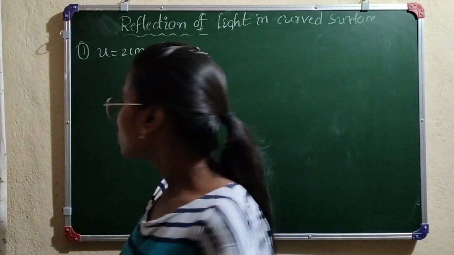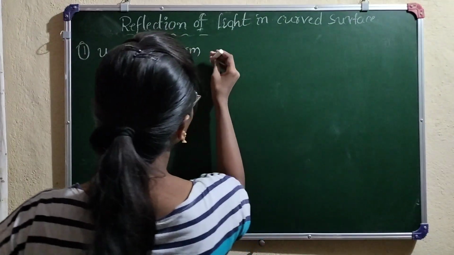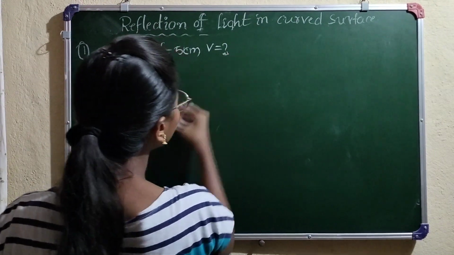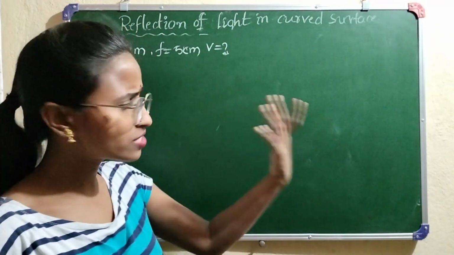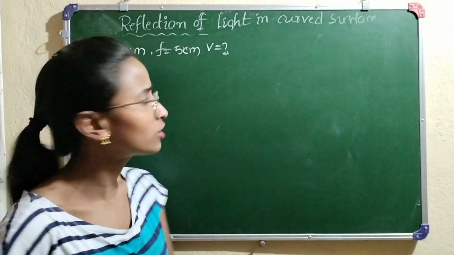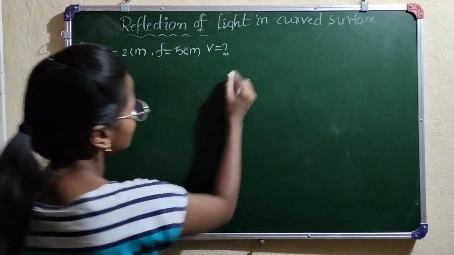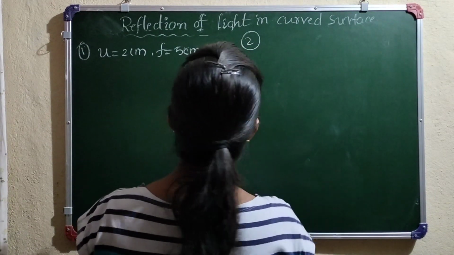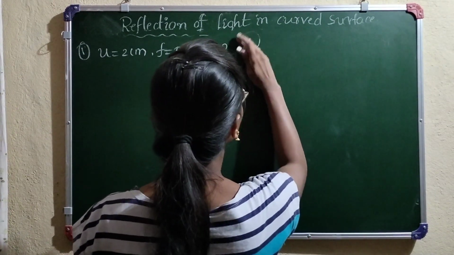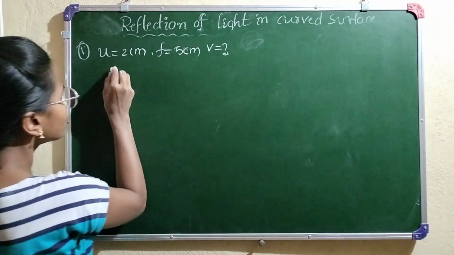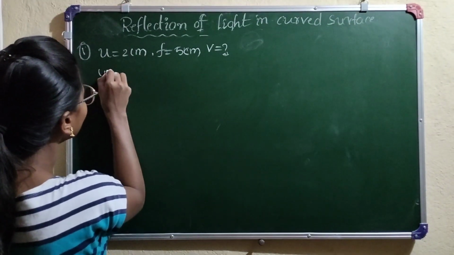This is the first question: find the image distance, the characteristics of the image, and the magnification also. Characteristics of the image means nothing but we have to find the magnification. The second question, we'll see after completion of this. In this problem, first apply the sign convention.